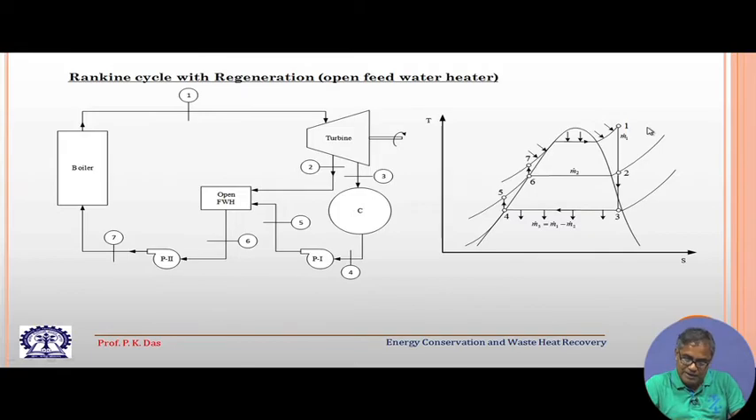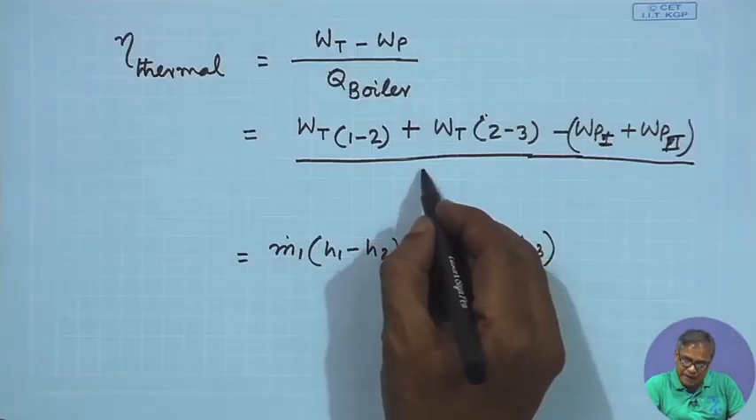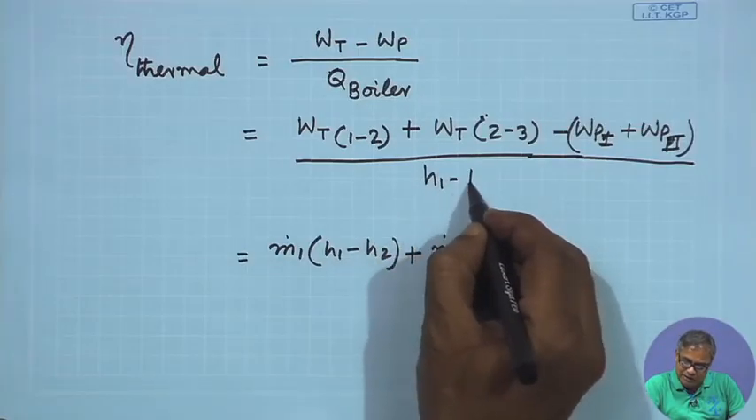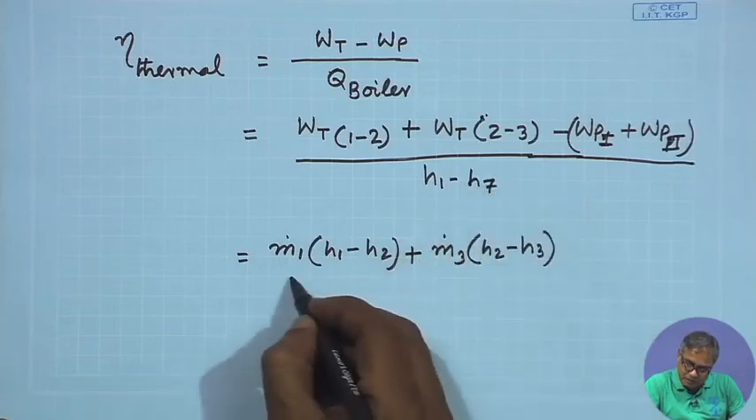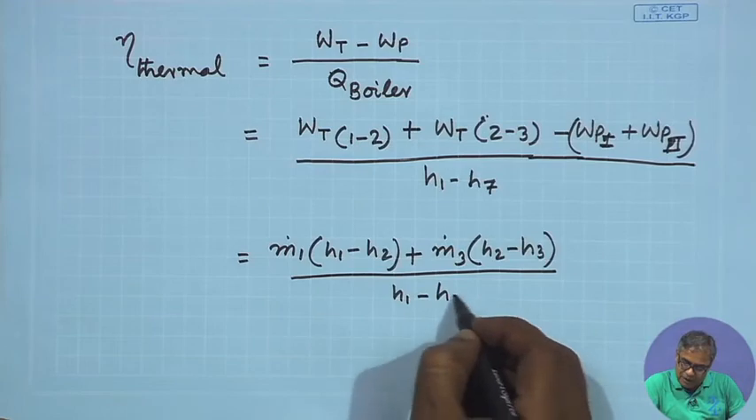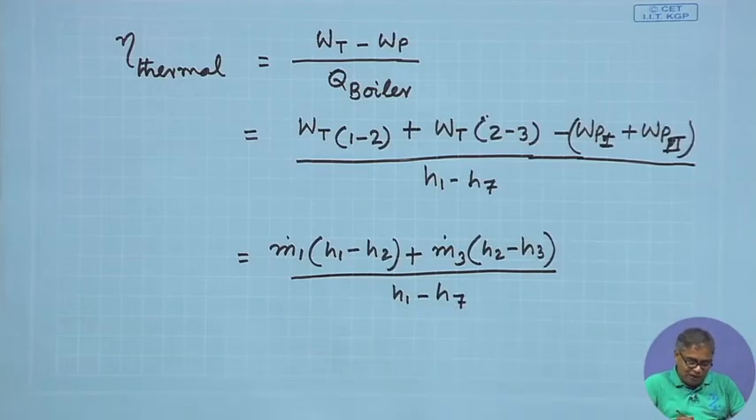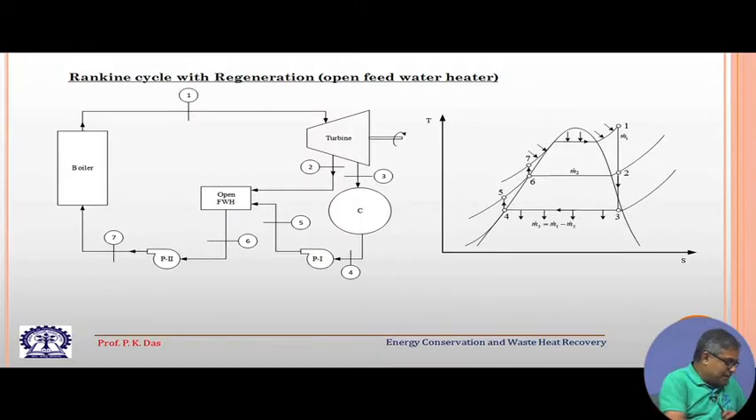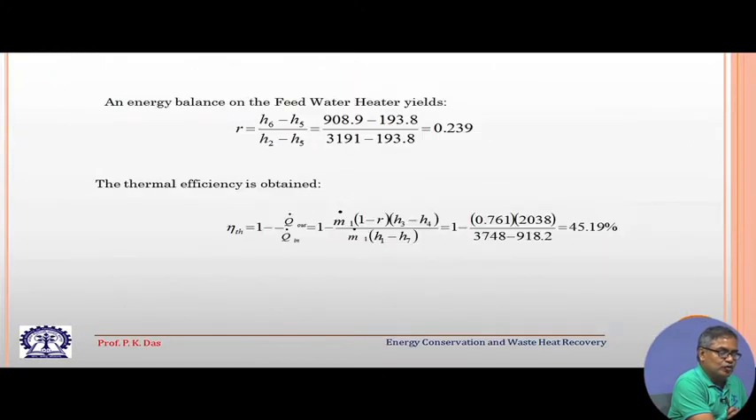So, we can write Q boiler is equal to H 1 minus H 7. You see all these quantities we have calculated. So, we can calculate the thermal efficiency, but there is another way of doing it also.